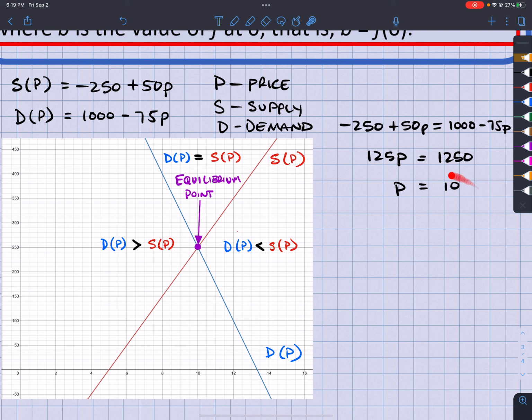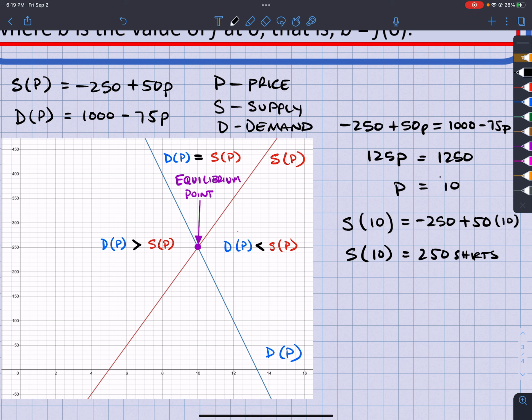So the question is, how many shirts, oh, I'm sorry. Yeah, if this was supply of shirts, let's say, right? A popular shirt, how many shirts would that need to supply to meet the demand? Well, what you guys can do then is just find the supply of P, or better yet, since I already know this amount is 10, which is negative 250 plus 50 times 10. So that supply of shirts is going to be 250 shirts. Okay, and this is going to be $10.